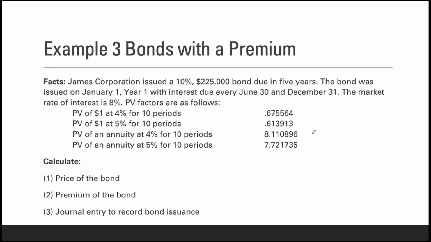Now going over our last example here, example 3, what to do if we issue these bonds with a premium. So reading the question, James Corporation issued a 10% $225,000 bond due in 5 years. The bond was issued on January 1, year 1, with interest due every June 30th and December 31st. The market rate of interest is 8%, and of course it gives us a list of corresponding present value factors here. Just looking at what it's asking us to calculate: 1, the price of the bond; 2, premium of the bond; and 3, journal entry to record bond issuance.